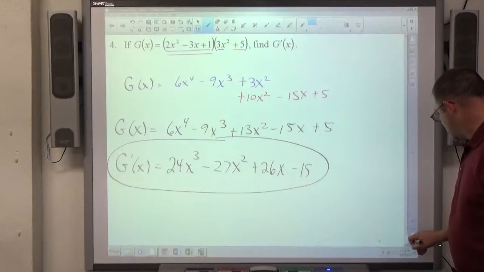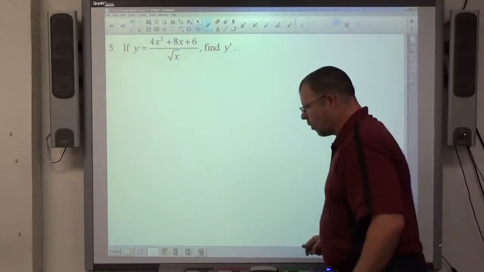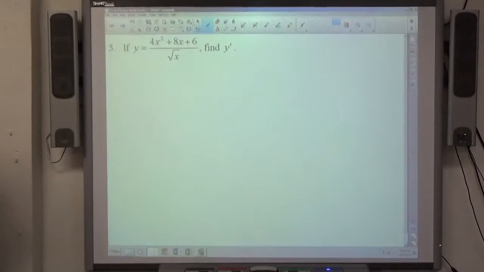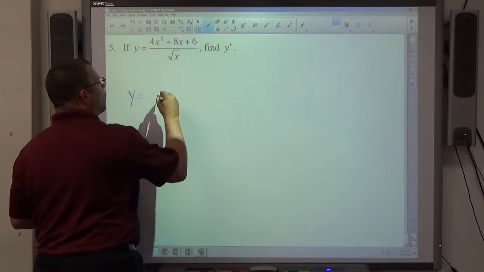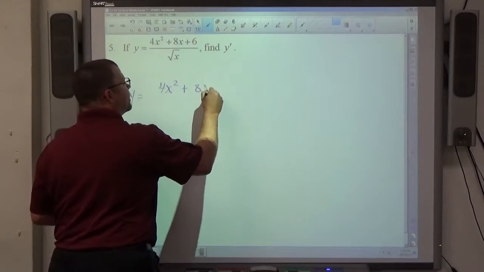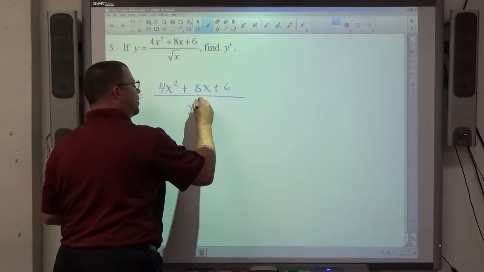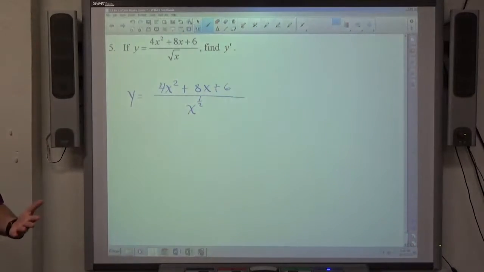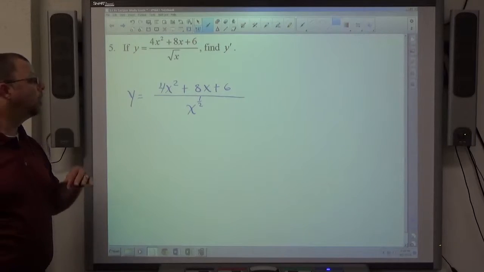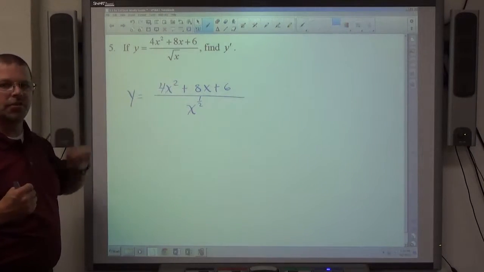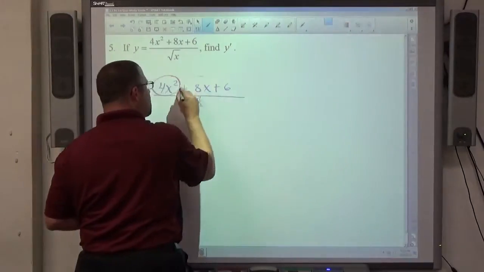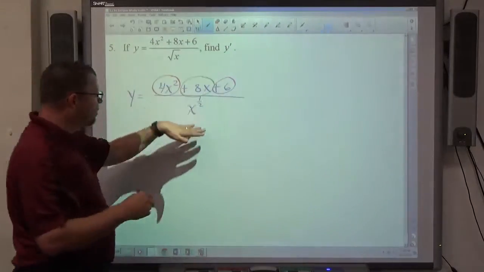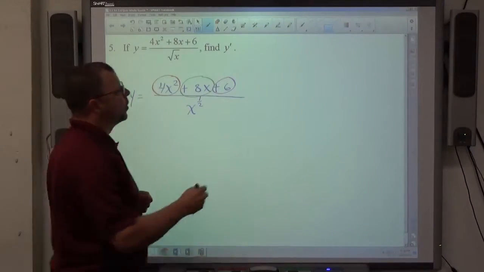Number 5. Once again, the structure here requires the quotient rule to happen, but if we use a little bit of algebra, we can then apply the power rule. What I've got going on here is 4x squared plus 8x plus 6 all being divided by the square root of x, which is x to the 1/2 power. Again, it might not be a square root on the test, it might be a cube or a fourth or a fifth root. It'll be some radical x changed to a fractional power. We have three objects on top, 4x squared plus 8x plus 6, all being divided by x to the 1/2 power. I can do those individually.